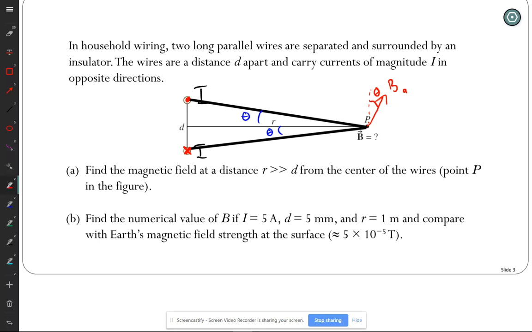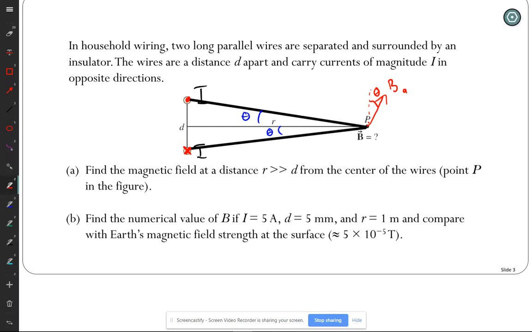What is the number of that permeability? Using a trick. It's 4 pi times 10 to the negative 7, or like 10 to the negative.